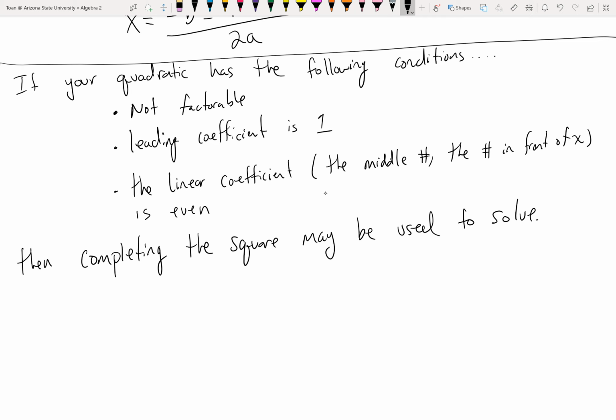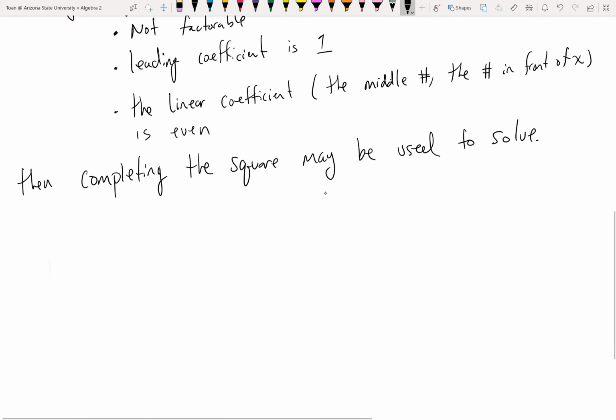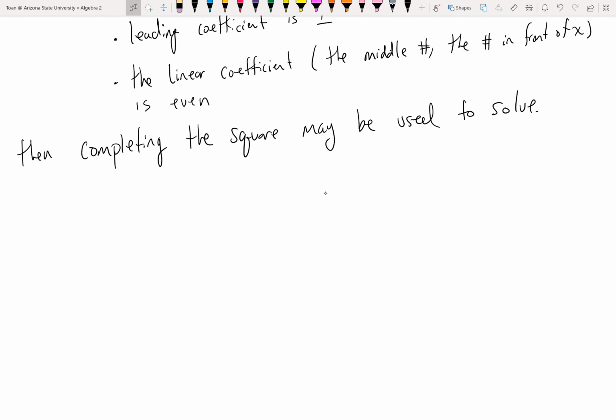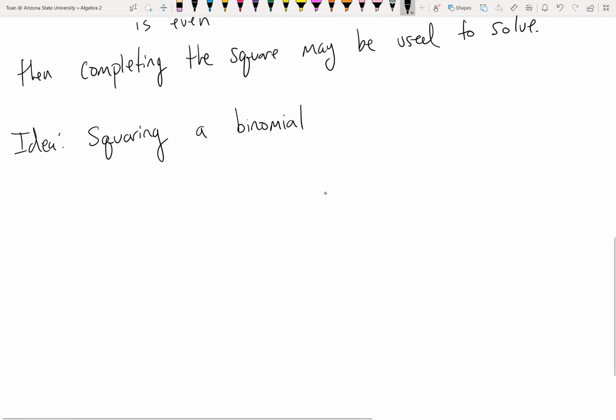Well, before we get into completing the square, I want to talk about the idea behind it, where it comes from. What is completing the square? Well, the idea comes from squaring a binomial. What do I mean? Let's just do a few examples here and see if we can recognize a pattern.